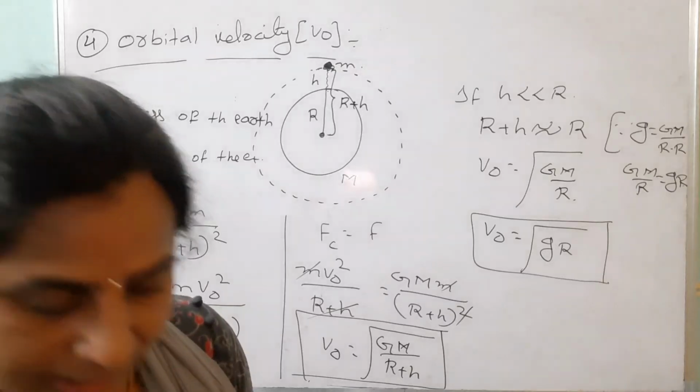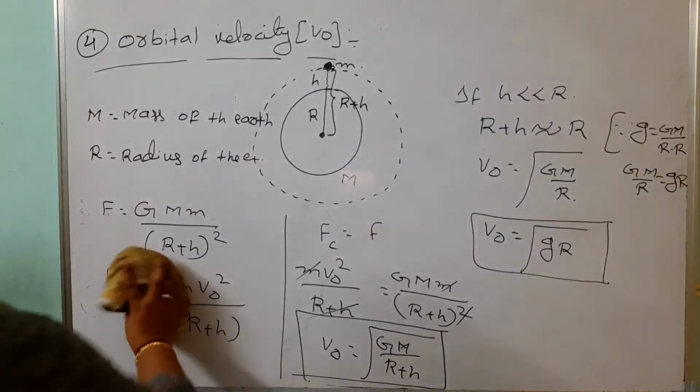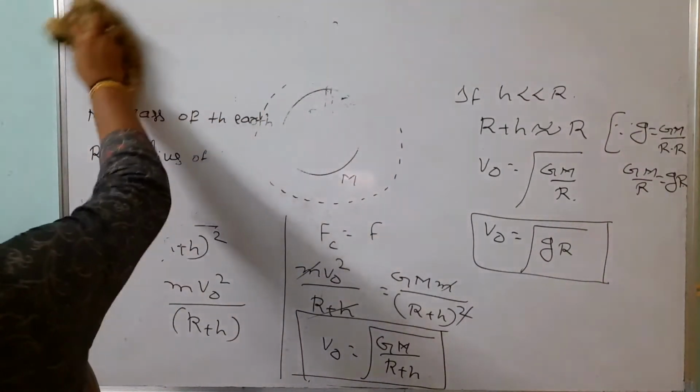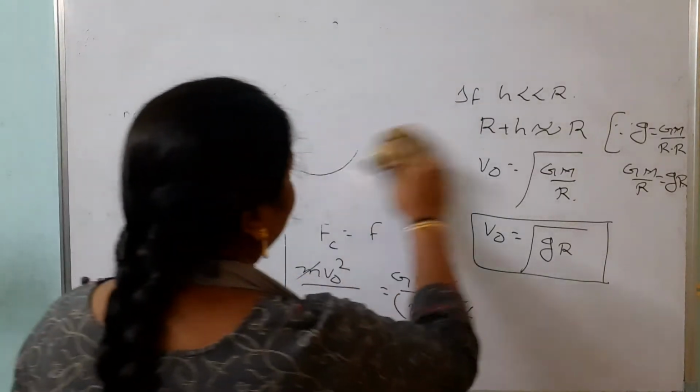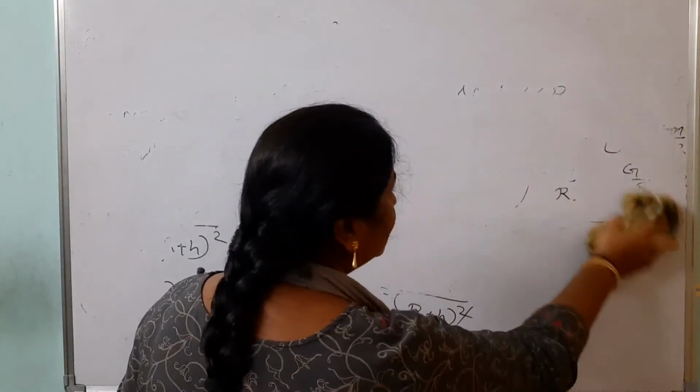Then our fifth short answer question is, what is escape velocity? It's very interesting. Suppose we want to escape from the earth. Is it possible?